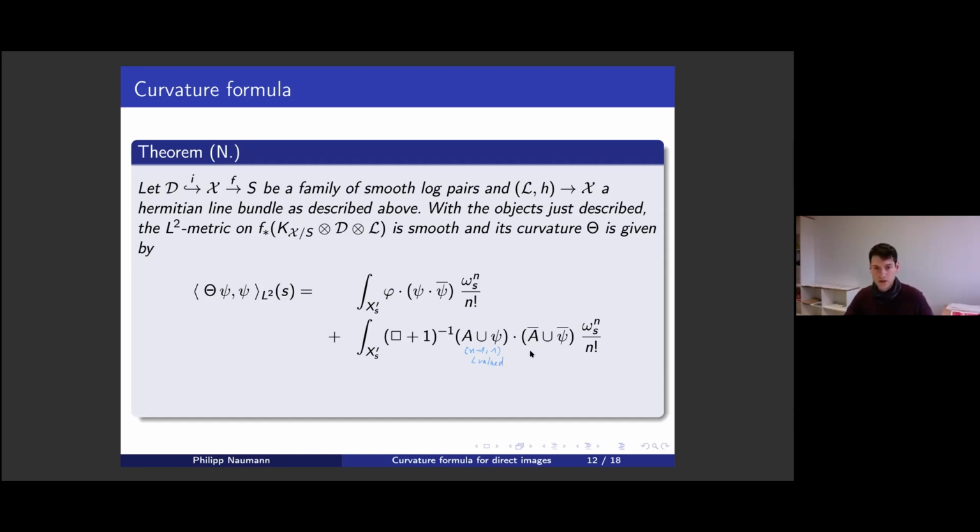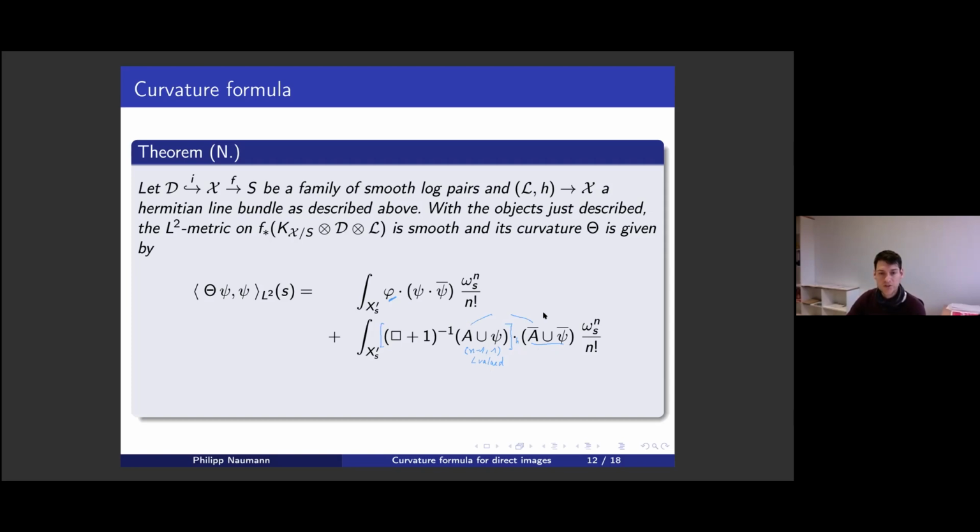You should think of it as this. You apply the inverse of this Laplacian plus 1, and then you take the pointwise inner product with respect to this H, of course, with the second part, and then you integrate it. That's the expression for the curvature, and the only showing intrinsic objects are this geodesic curvature phi and the Kodaira-Spencer form A. That's just the same expression as in the compact case. It's just the same.